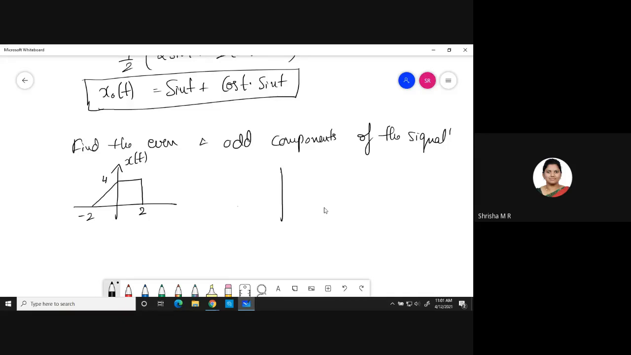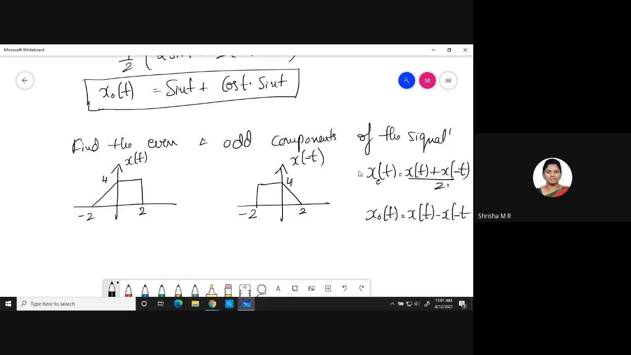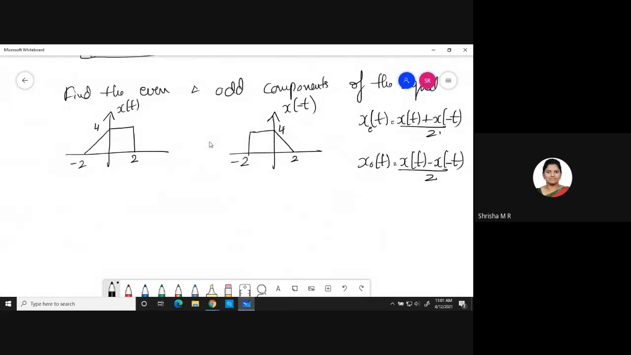So we first will plot the time reverse signal x of minus t. The signal is from -2 to +2 with amplitude 4. So this is the time reverse part of the signal. We have to plot the even and odd components. x_e of t is equal to x of t plus x of minus t divided by 2, and x_o of t is nothing but x of t minus x of minus t by 2. First we'll try to plot the even part, x of t plus x of minus t.